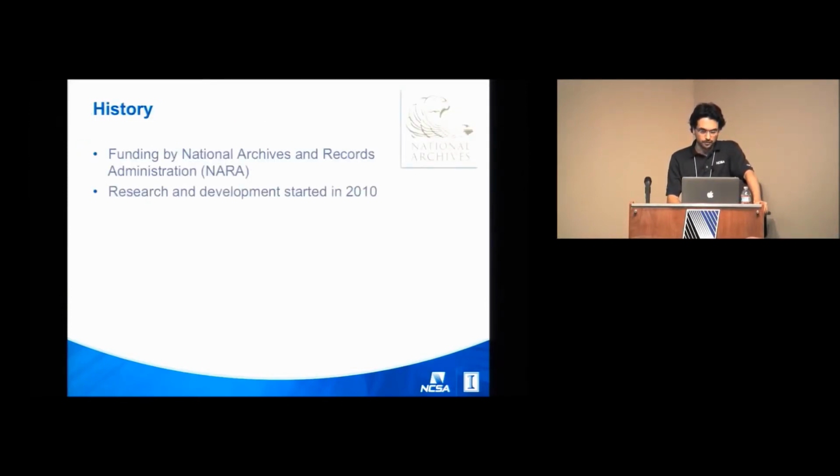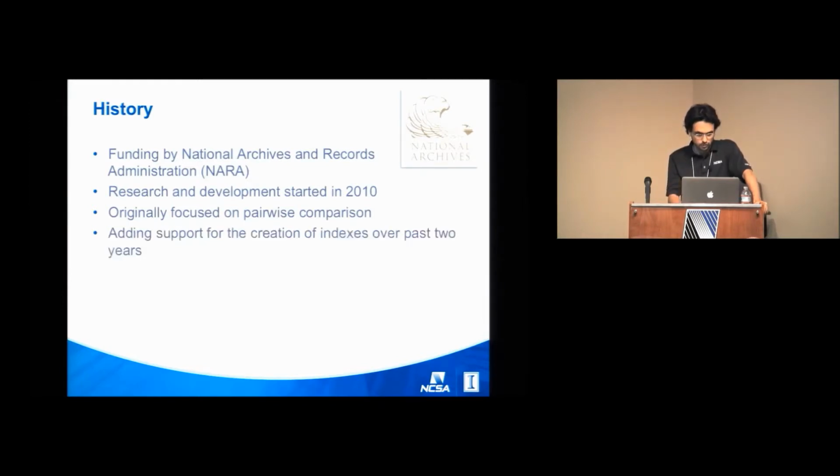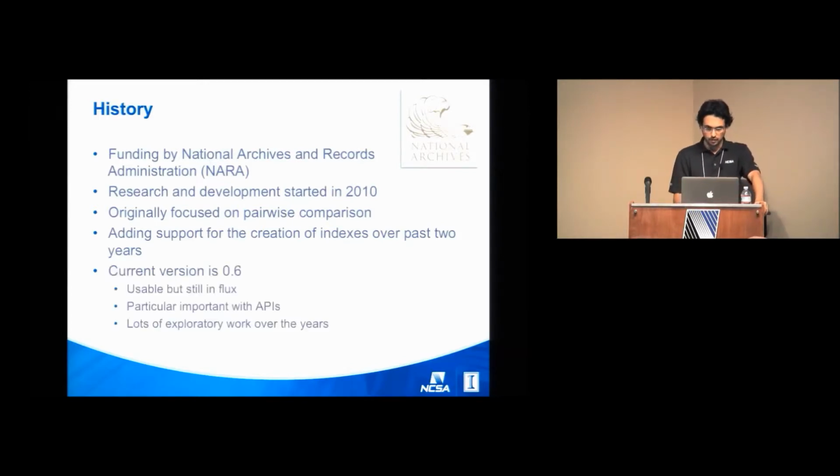So this was primarily funded by NARA. Development started in 2010, originally focused on pairwise comparison. Over the past couple of years, we have added support for the creation of indices, so optimized indices, because for content-based retrieval, what we were doing initially was pairwise. In some cases, you have to do that, but basically you have to compare your query with all the elements inside your collection. Sometimes that gets really slow. You have to build these special indices to be able to do that, right? And so there's support for that in the service. Don't worry about the version.